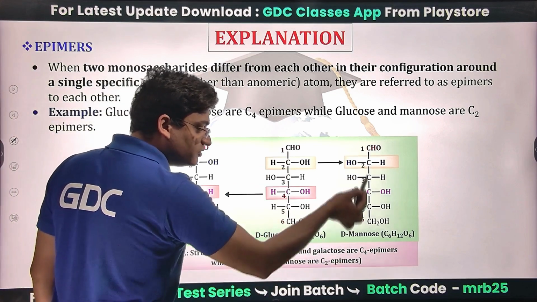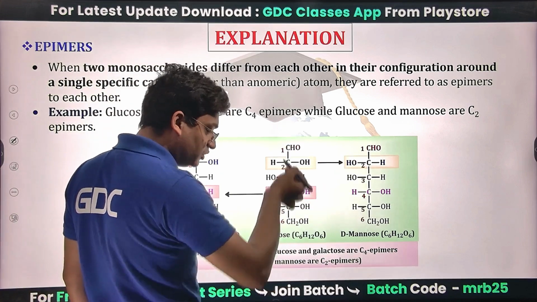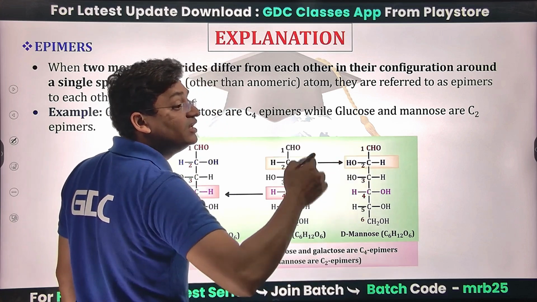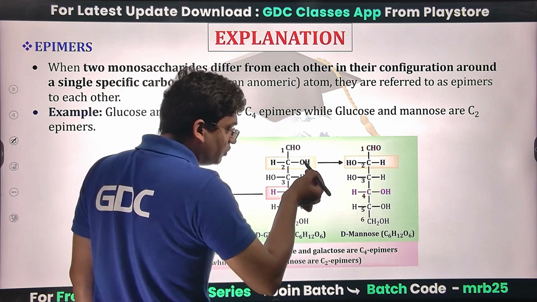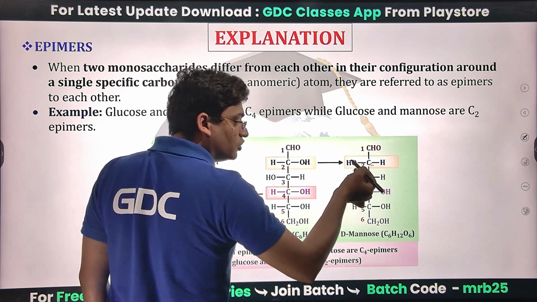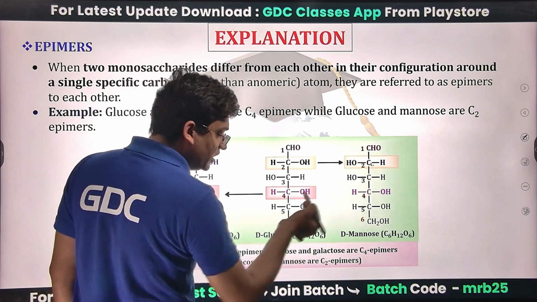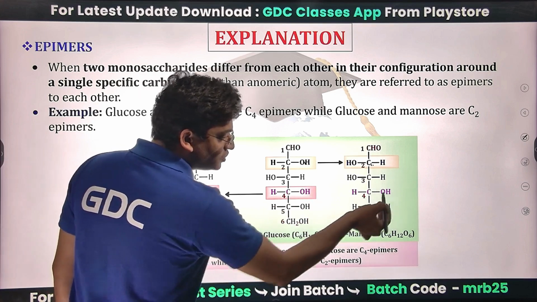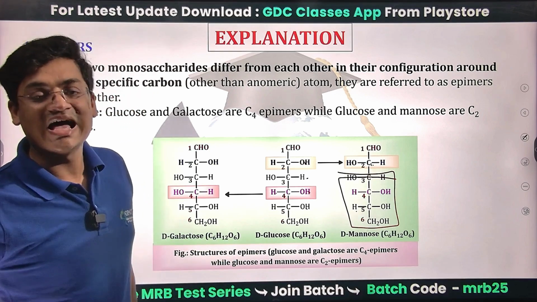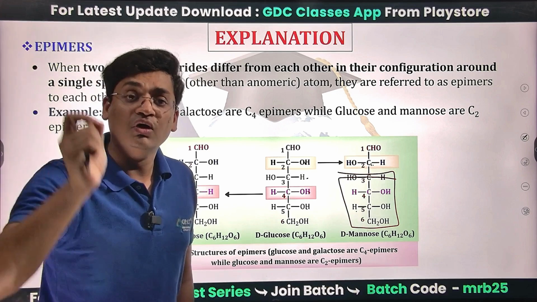Look at these structures: this is glucose, this one is mannose, this is galactose. First compare glucose and mannose. Look for the only one point of difference: glucose has OH on the right side at the second position, while mannose has OH on the left side. The rest of the structure is an exact copy, so they differ only at the C2 position.